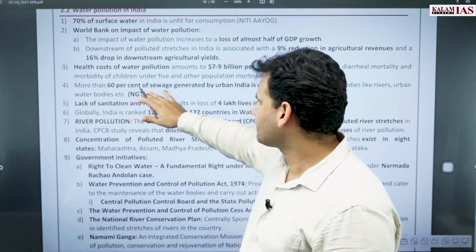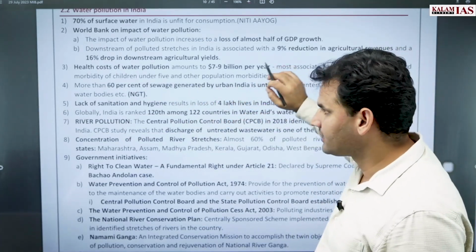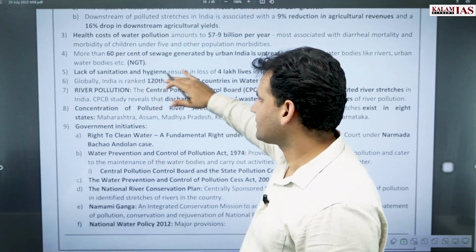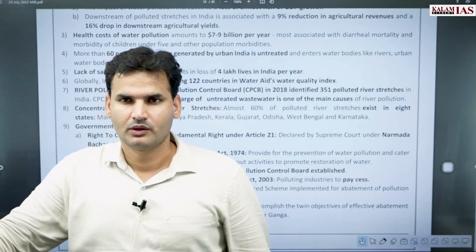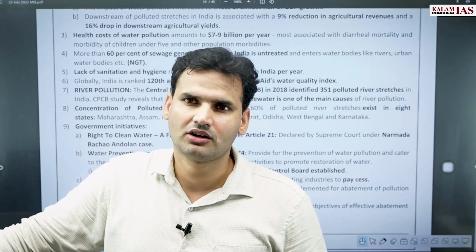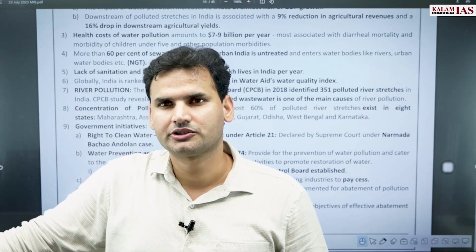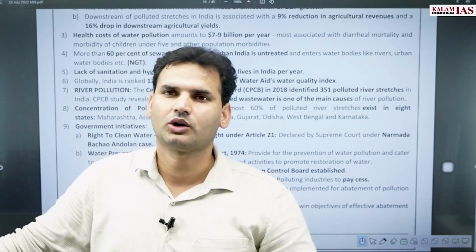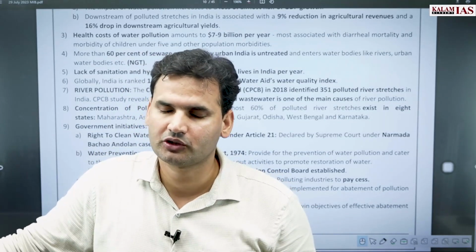More than 60% of the sewage generated by urban India is untreated. Lack of sanitation and hygiene. Here you can mention the WASH program, water, sanitation and hygiene, of WHO. It would go for a toss. Also, how can we expect that without proper water we would have a successful Swachh Bharat Abhiyan? No, it won't happen.